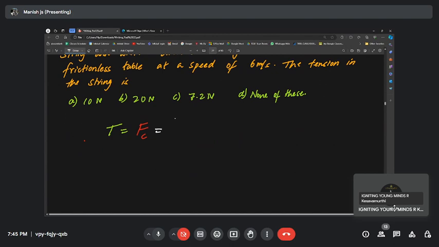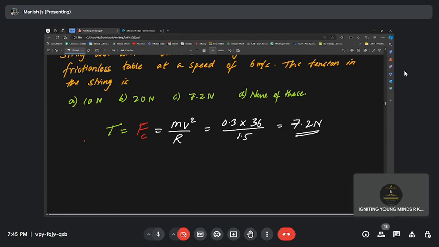So centripetal force formula is mv squared upon r. Okay, so here r is basically the length. So m is 0.3 times v squared, which is 6 squared, which is 36, upon r, which is 1.5. So you simplify this, you would be getting 7.2 newtons, and that's your answer. Okay, so option C is right.